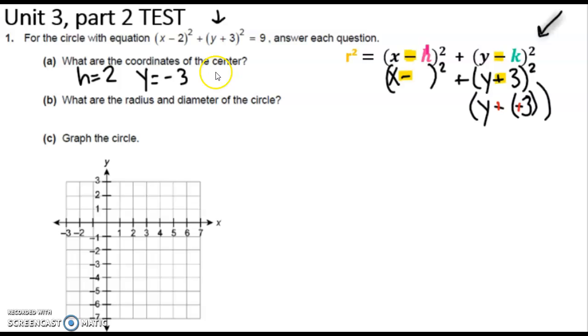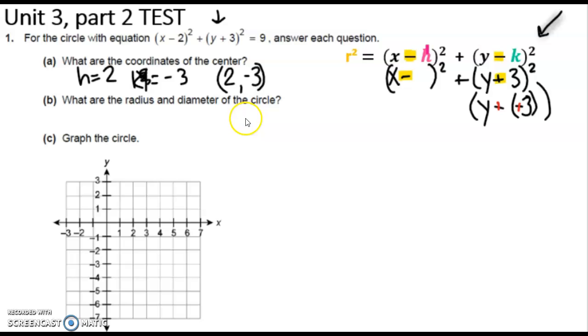Now these are coordinates, okay? So that's like an x and a y value. So my x is the h, which is 2, and the y is the k, so that would be a -3. Okay, so that tells me that is the center of my circle, okay?